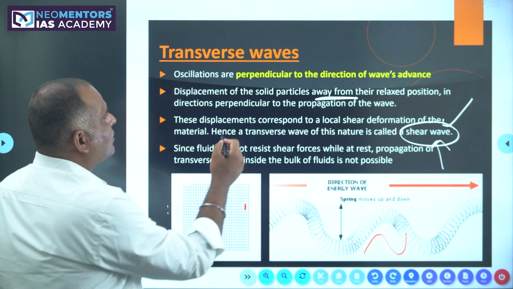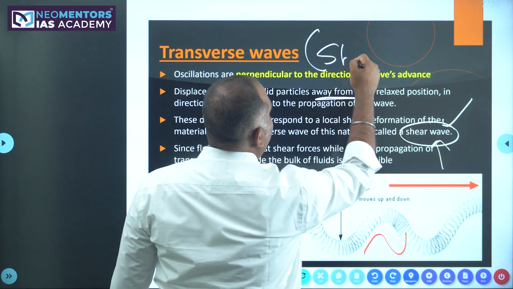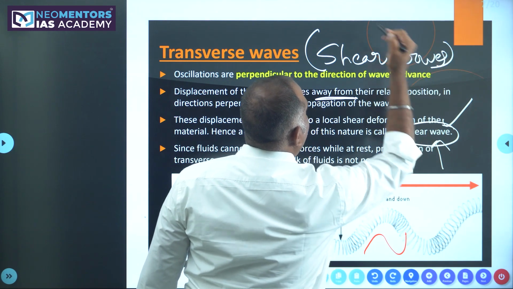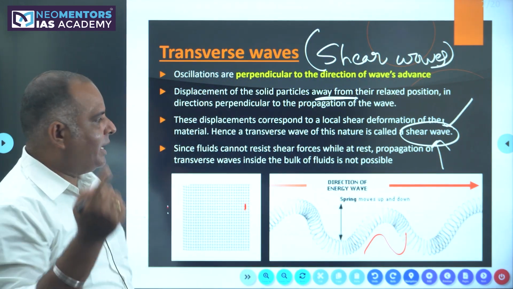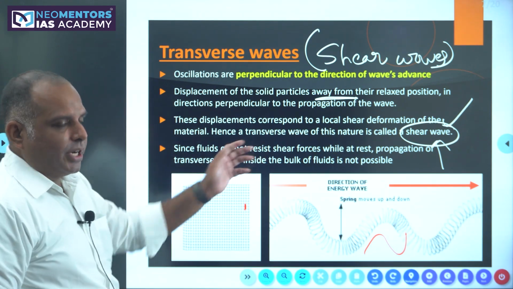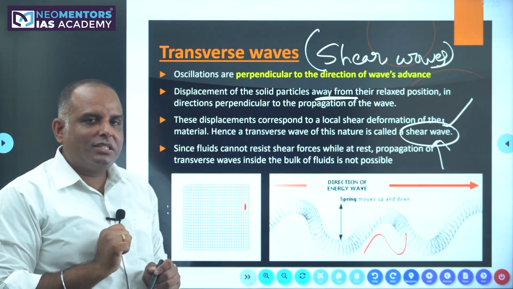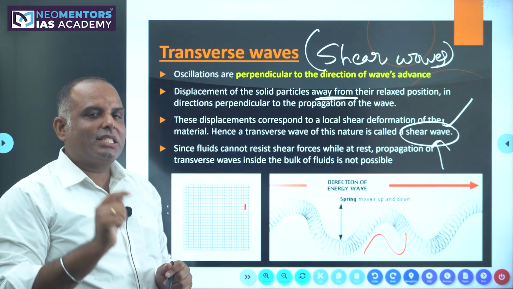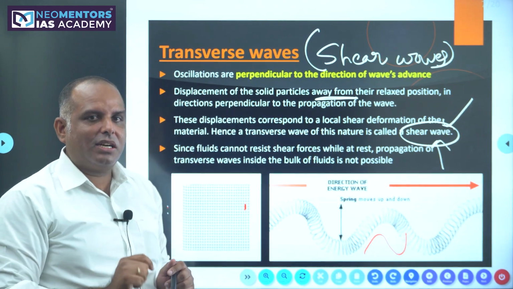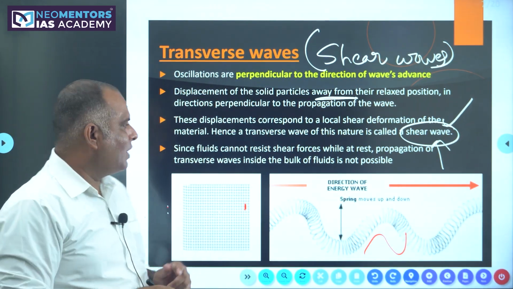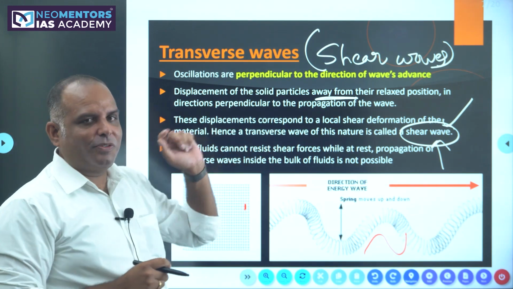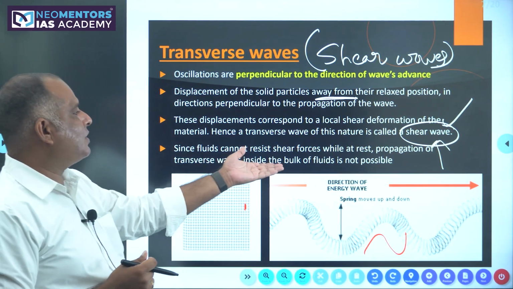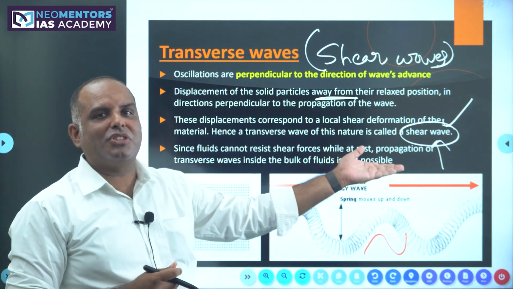Okay? So, transverse waves have another name. They are also called shear waves because they cause a shear displacement. Now, fluids. When I was discussing Earth's interior, I mentioned that the outer core is in a liquid state. When we were discussing the asthenosphere, we mentioned that it is in a plastic state. Now, fluids cannot resist shear forces. Hence, propagation of transverse waves inside the bulk of fluids is not possible.